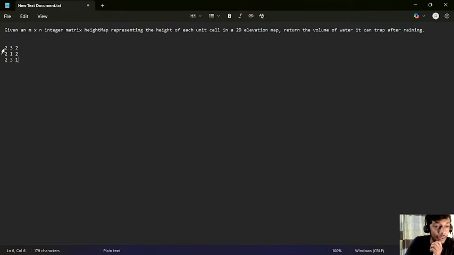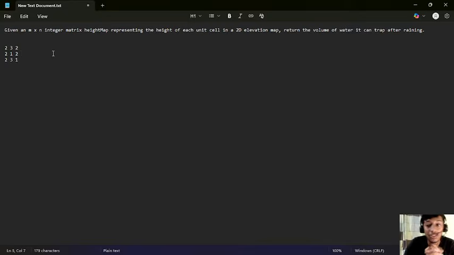So firstly let's look at this cell, this 2. Can it store any water? No, because it does not have all the four boundaries. The upper boundary and the left boundary are missing, so the water will spill out of the cell. So this cell cannot store any water. Same with this, same with this. From this we get an insight that a cell can only store water if it has all the four boundaries. In our case, the only cell which has all the four boundaries is this one, the 1.